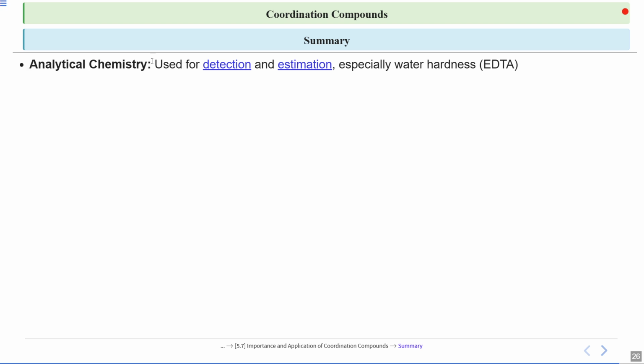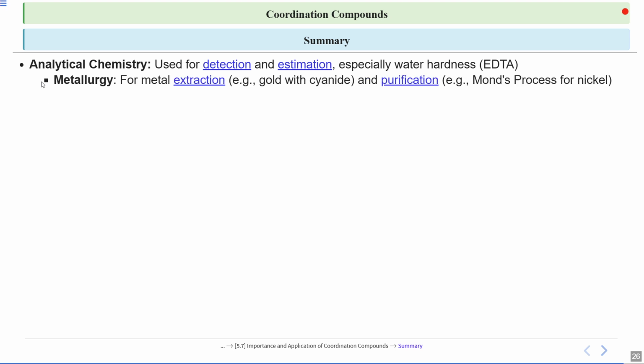Then we talked about applications of coordination compounds in analytical chemistry, for detection and estimation, especially of water hardness, where we use EDTA. We use them in metallurgy for metal extraction, like gold with cyanide, and for metal purification, for example in the Mond process for nickel.